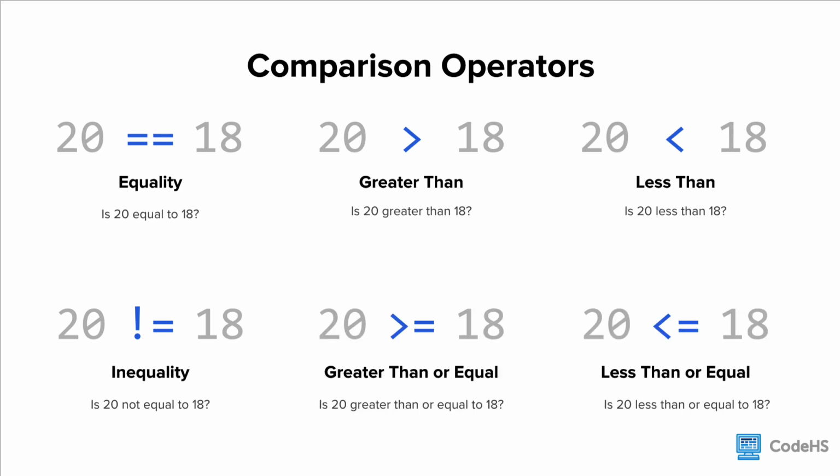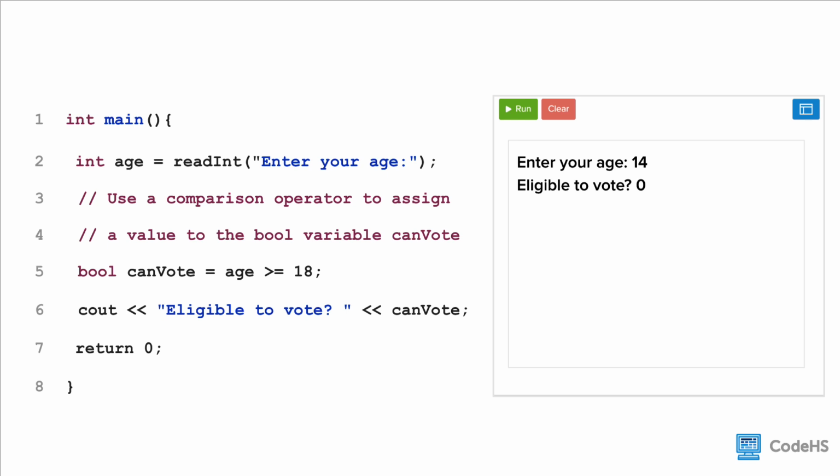And finally, we can also check greater than or equal to and less than or equal to by adding an equal sign after our greater than or less than signs. So how do you use these comparison operators? You can use them along with the assignment operator to assign a Boolean value to a variable.